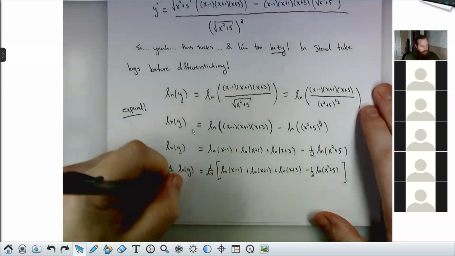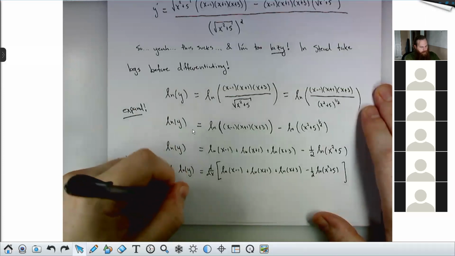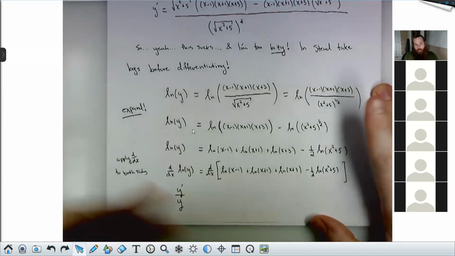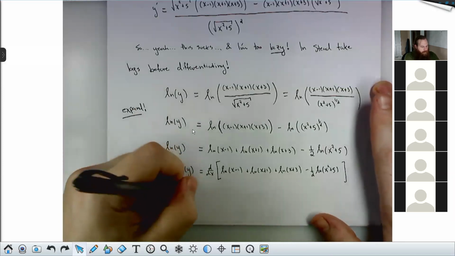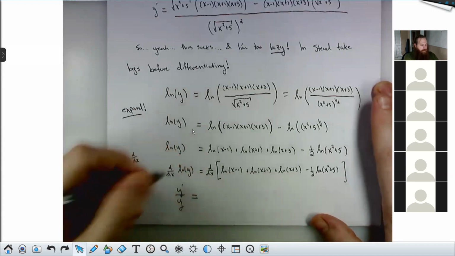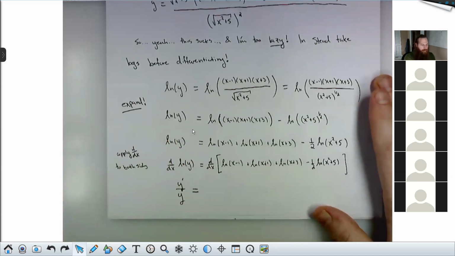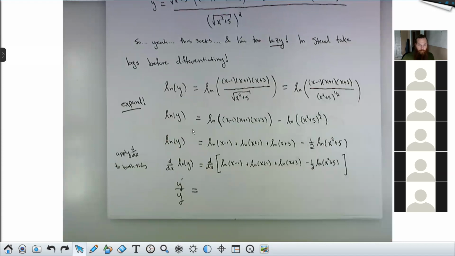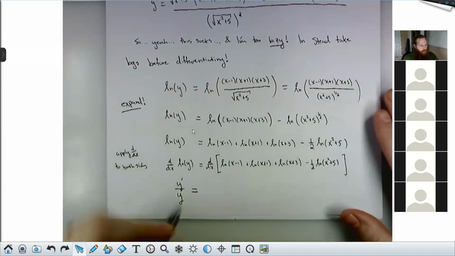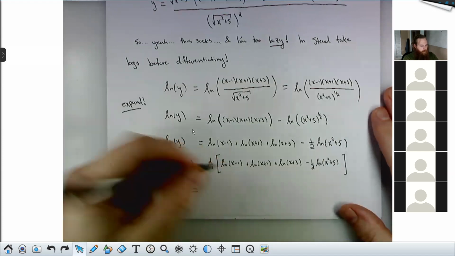So this will be y primed over y, or 1 over y times y primed if you prefer to write it that way, but most people would write it just as y primed over y, right? Like u primed over u. That was the rule.